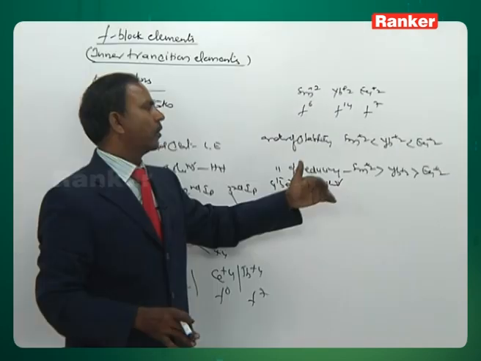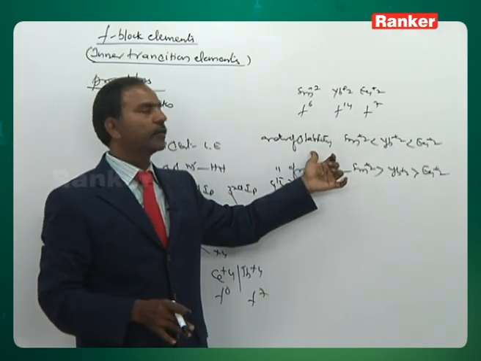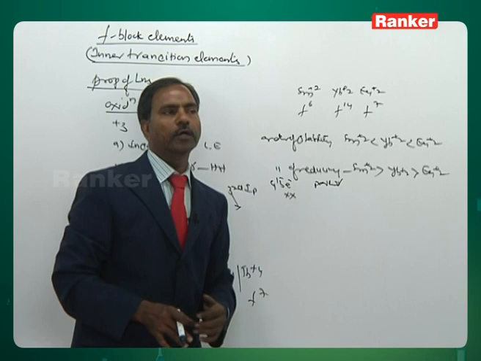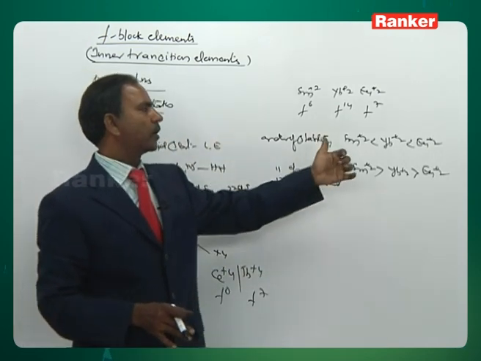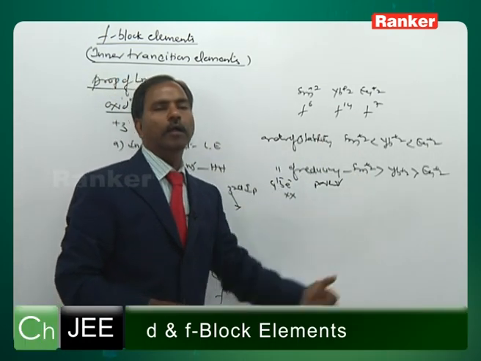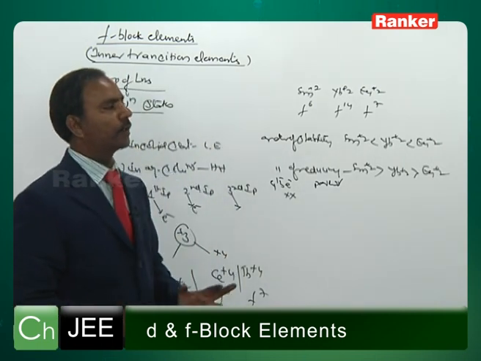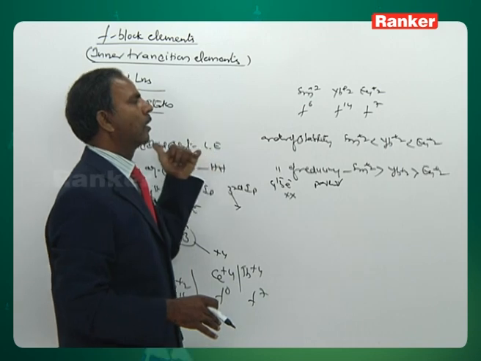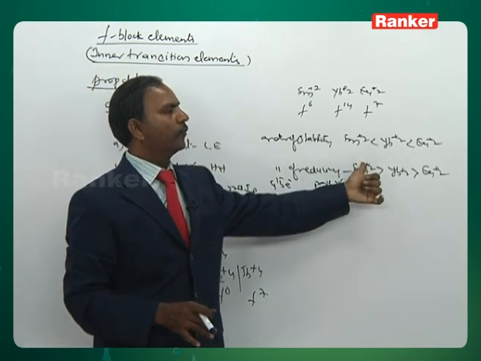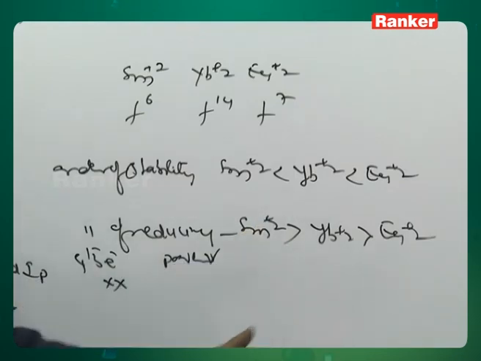They will ask you what is the order of stability of these 3 ions and the order of reducing power of these particular 3 ions. This is the order of stability. This is the order of reducing power of these particular 3 ions. These are very important points: the common oxidation state, and the order of stability and reducing power of these 3 ions about these particular oxidation states.